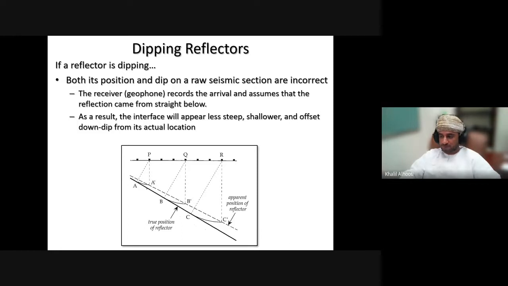So if this is the true dipping, let's assume that this is the true dipping. Your reflectors will appear something like that, or traces. That's first trace, second trace.